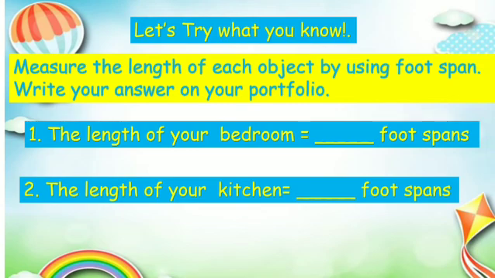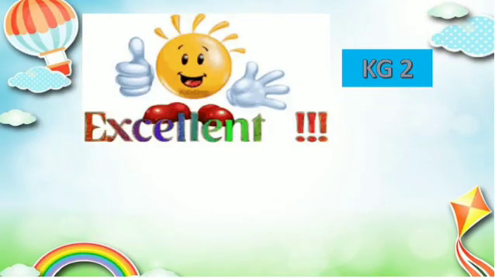So this time, measure the length of each object by using footspan. Write your answer on your numeracy portfolio. Number 1, the length of your bedroom. And number 2, the length of your kitchen. Excellent KG2 students, you got 5 stars.